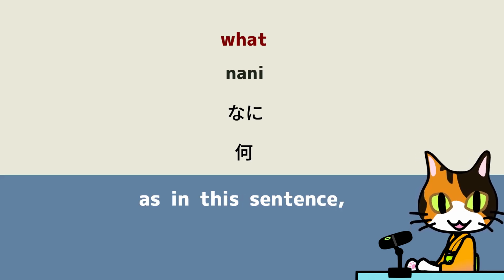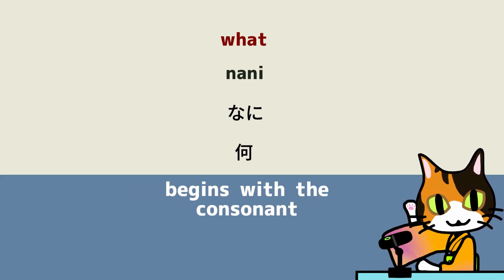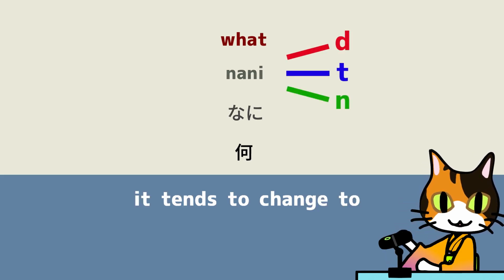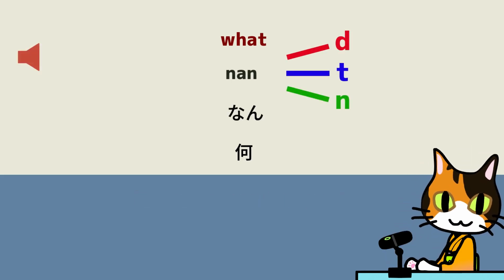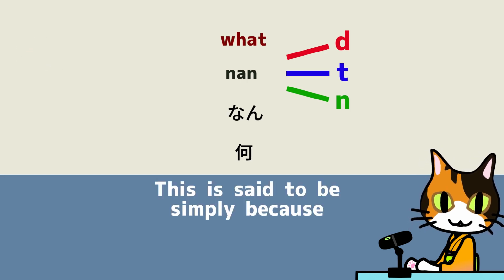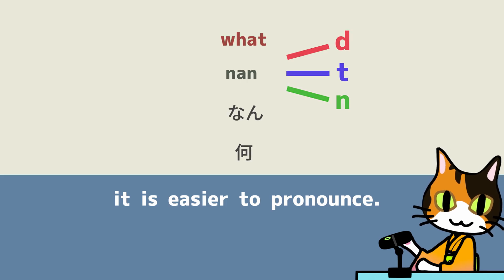However, as in this sentence, if the following word begins with the consonant, d, t, or n, it tends to change to, nan. なん? This is said to be simply because it is easier to pronounce.